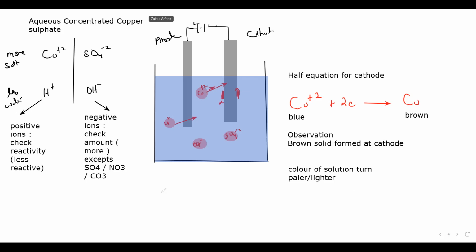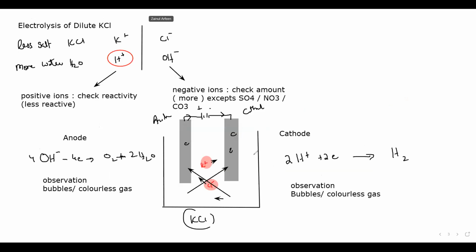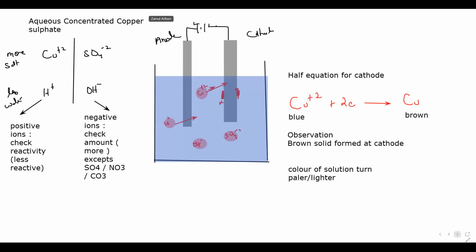Is it clear, the half equation for cathode and the observations till this point? Any doubts? In the previous examples I was not using any color of the solution, because whenever group 1, 2 and 3 ions are there, they are all colorless solutions. But copper solutions are always blue in color due to the presence of copper ion. So as the amount of copper ion decreases, the solution will turn lighter. So a brown solid is deposited at the cathode. That brown solid is actually copper metal. And what is the second observation? The color of the solution will get lighter. Is it clear till this point? The half equation for cathode and observation.